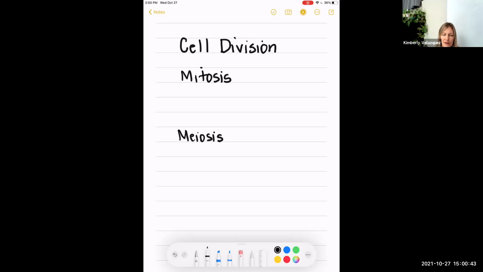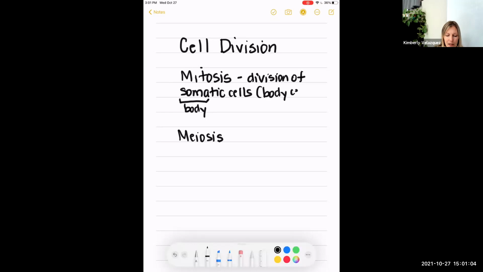Two different types of cell division. Mitosis is what we call division of the somatic cells. This term somatic cells, soma means body. These are the body cells. Every cell of the body except for eggs and sperm. Eggs and sperm are called the gametes.